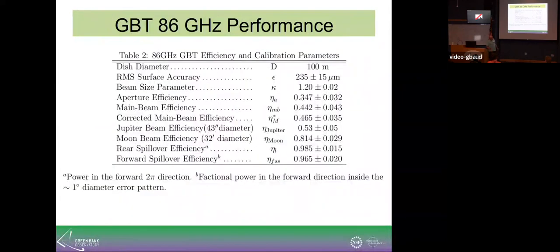And the bottom line, even with the GBT, is that there's power in the forward direction. Everything sees a forward direction, but you multiply it by this forward spillover fraction, the fractional power in the forward direction inside the beam. Almost all the power is within about 1 degree of where you look in the sky. We don't have scattering off the feed arms and so on, and that holds up even at the highest frequencies.